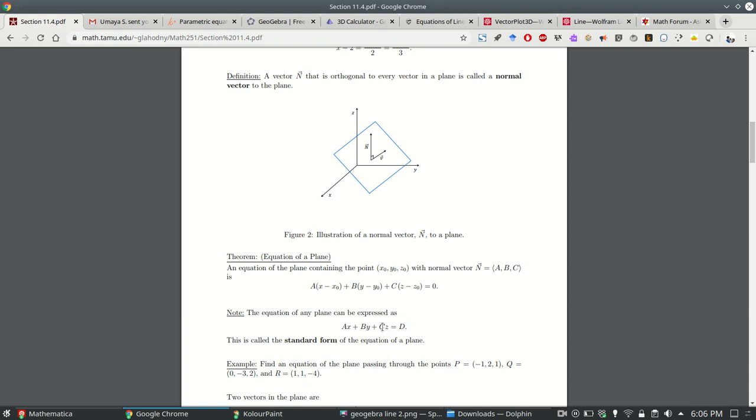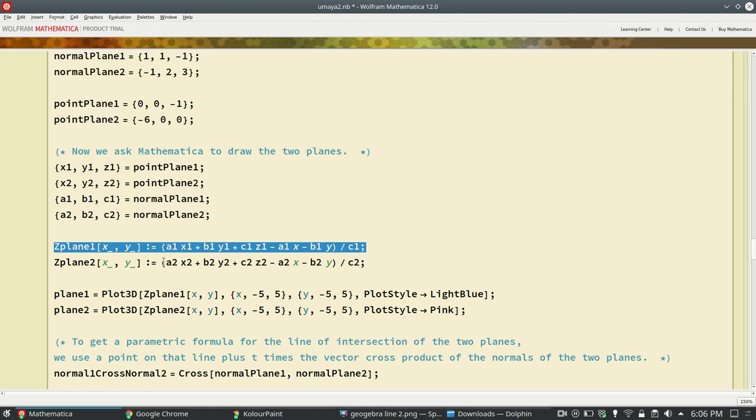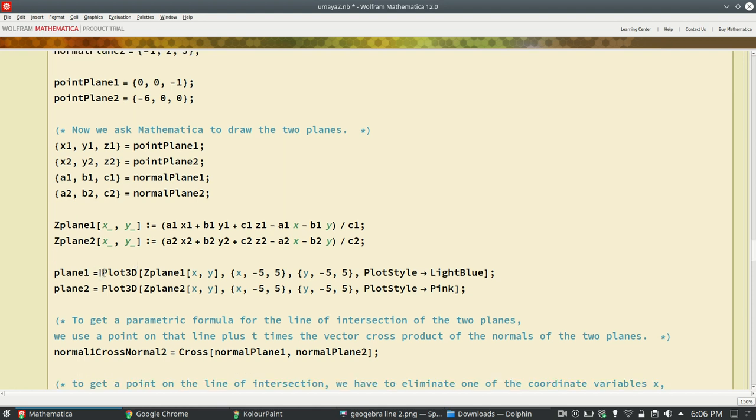You solve for z, and everything ends up getting divided by c. All right, so I did that for plane 1, did that for plane 2, and then here is me plotting the plane. This is the plane that I've just defined, and I want to use any x from negative 5 to 5 and any y from negative 5 to 5, and I plotted that as light blue, and plotted the other plane as pink. These semicolons just mean don't do it yet, don't show me the answer yet.